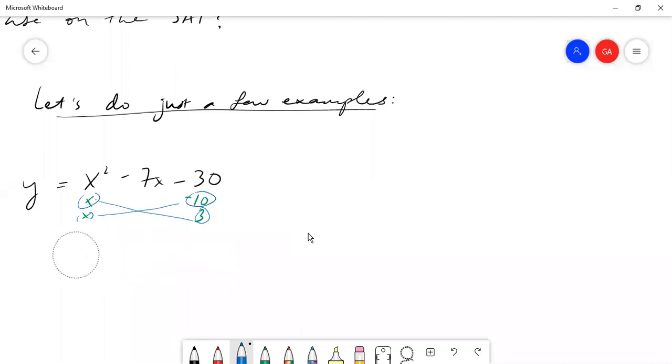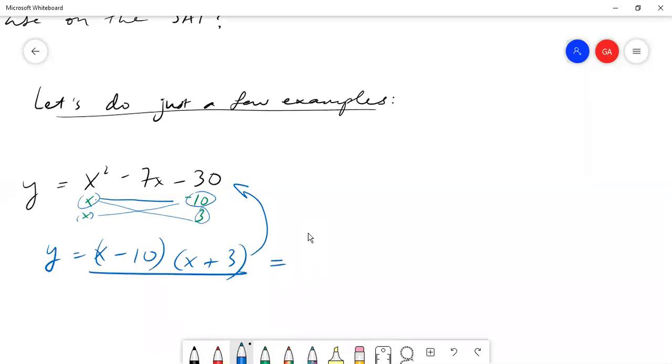And then your factorization should be written as you go across. x minus 10, see, I'm literally just reading across, times x plus 3. And if you wanted to verify, you can FOIL this out, as we talked about. With first, outer, inner, last, I would get x squared minus 7x minus 30. So indeed, this is correct.